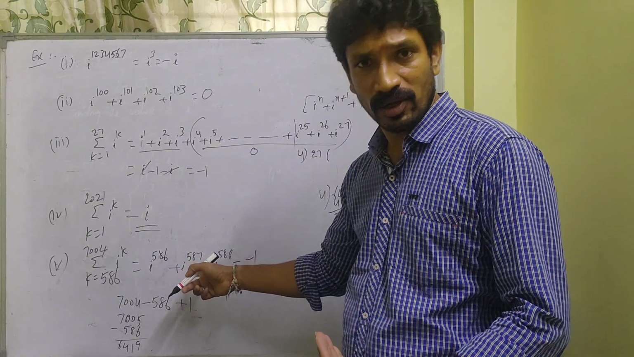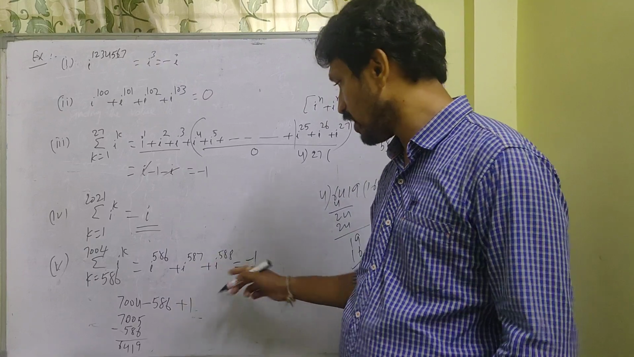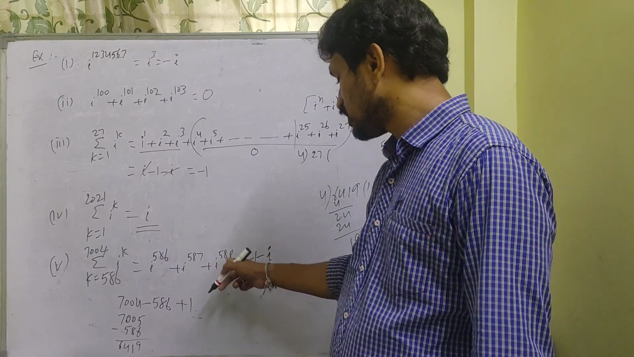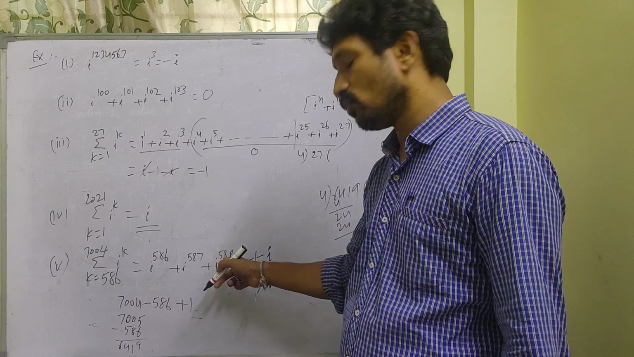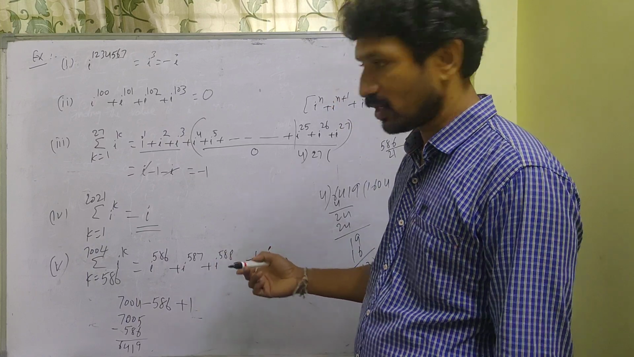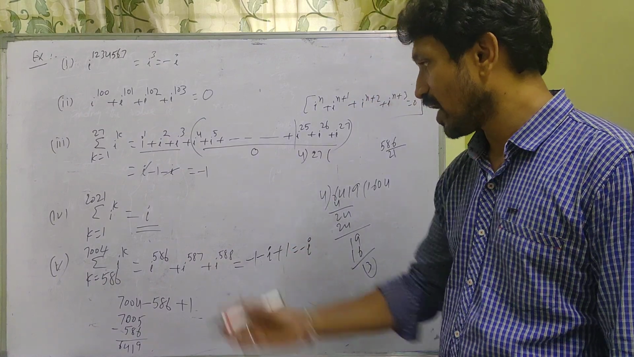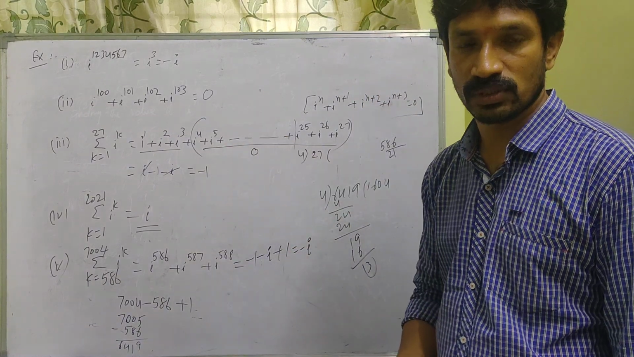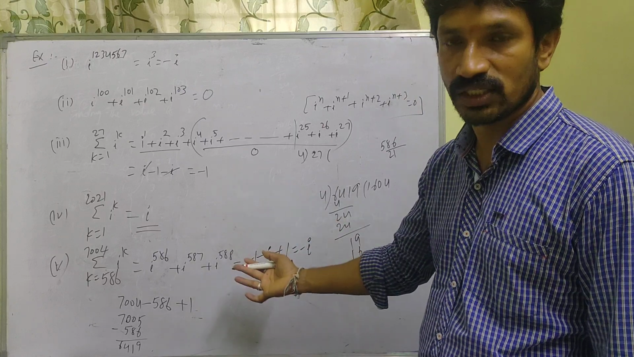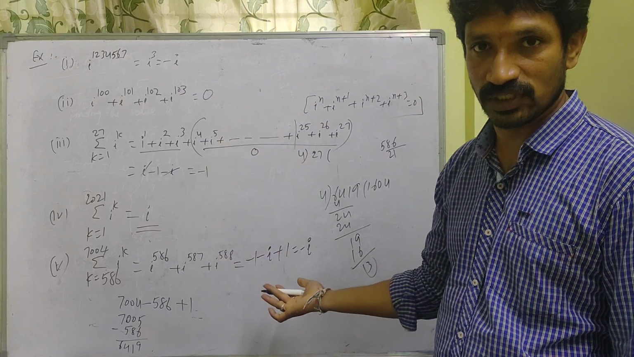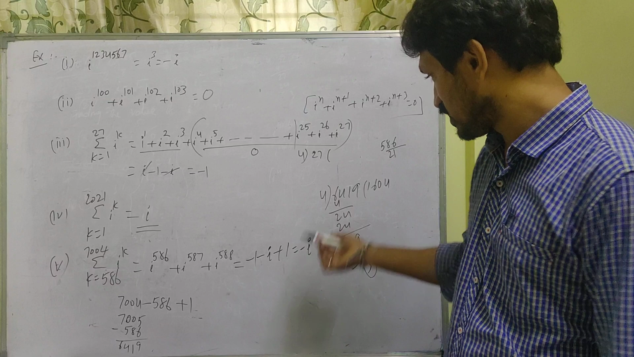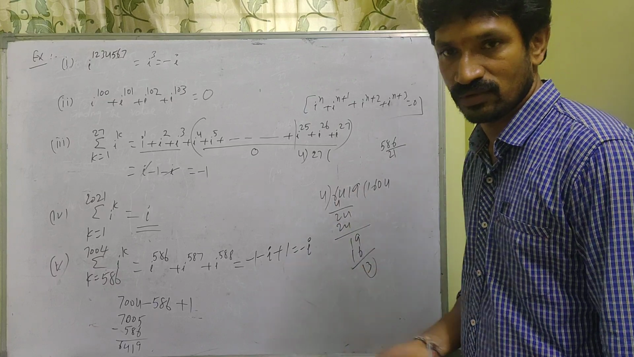The next one has remainder 3, so i cube, and i cube is minus i. The next remainder is 4, and i power 4 is nothing but 1. So this value becomes minus i. Like that we have to continue the problems. I think all of you understand the procedure. It is the easiest procedure, nothing is difficult. Just divisions only we have to understand.